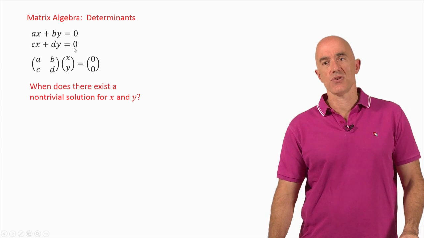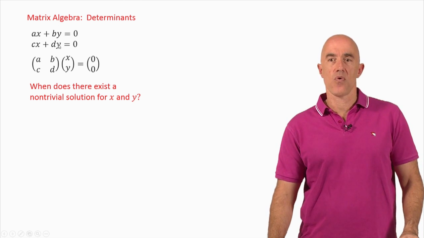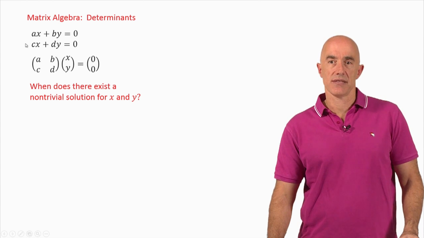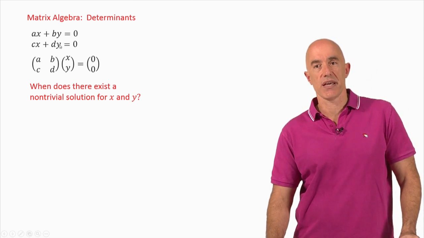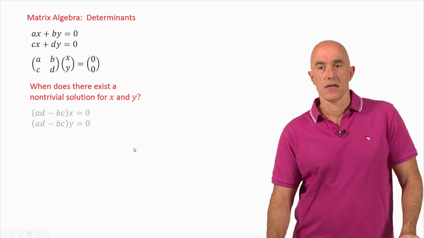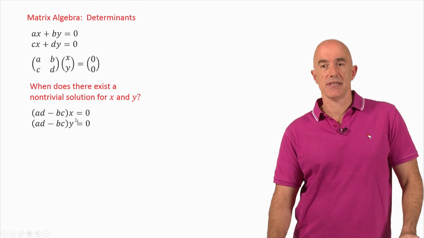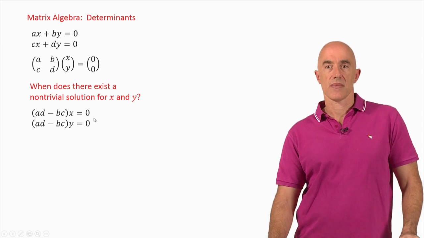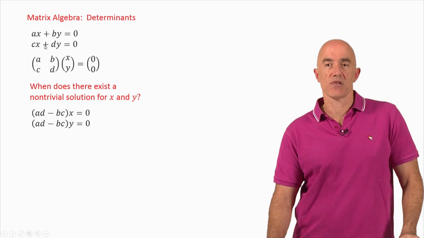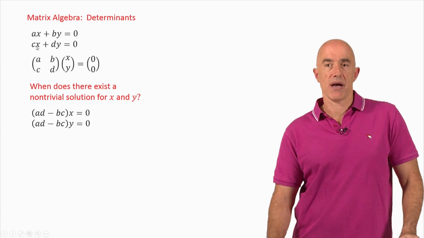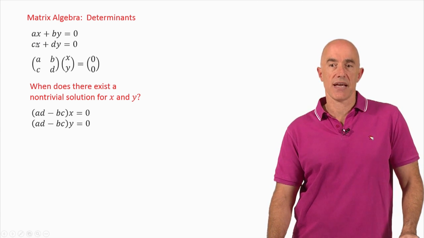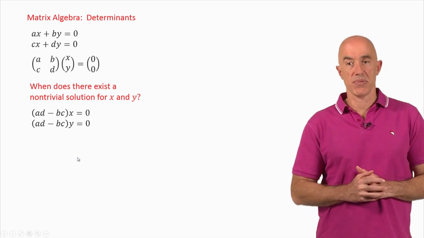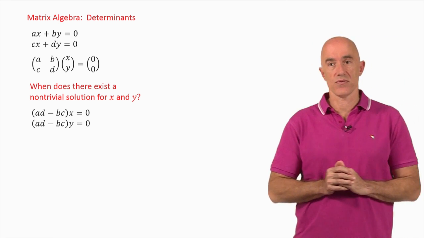Well, we can manipulate these two equations. We can eliminate y if we multiply the second equation by b and the first equation by d, and then subtract the second equation from the first equation. We get rid of y. That will give us (AD minus BC) times x equals 0. Or we can get rid of x. We can multiply the first equation by c and the second equation by a, subtract the first equation from the second equation, and we get (AD minus BC) times y equals 0.